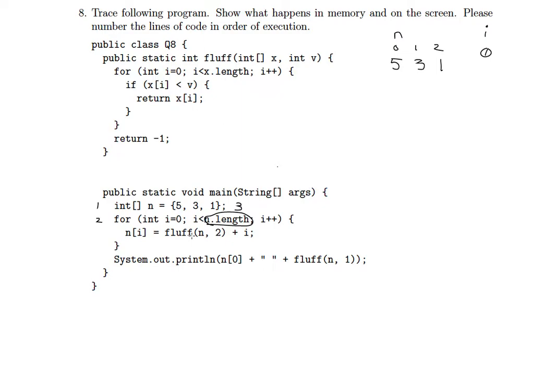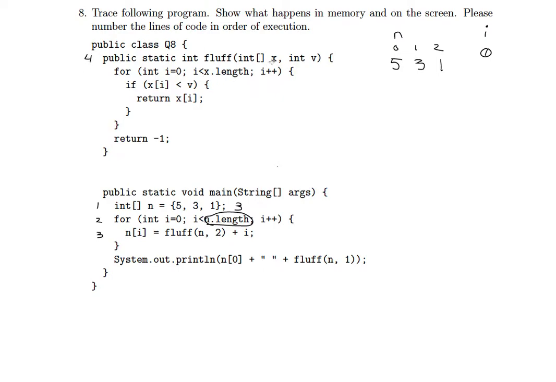Okay. That means I have to make a call to fluff, and first, and then I'm going to add i to it. Okay, so this is my function call, or method call. That means I end up right over here on step 4.